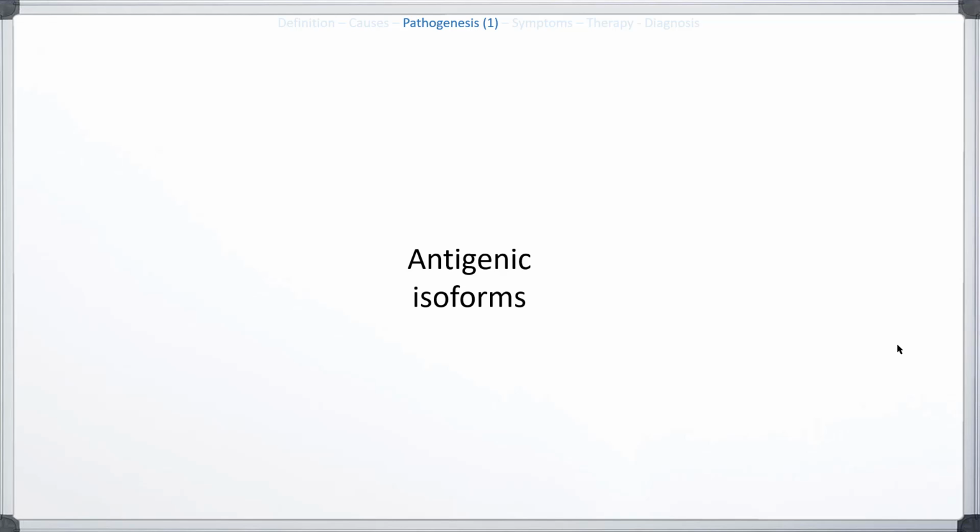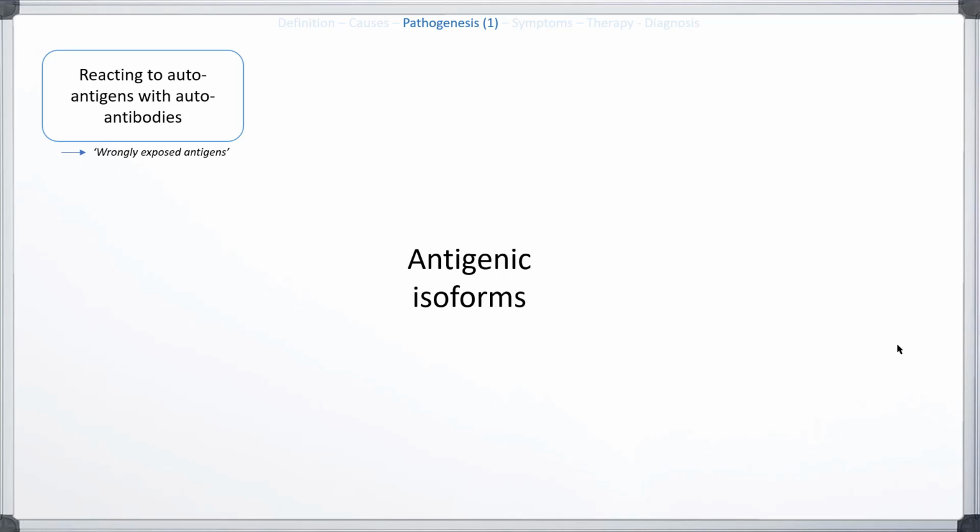So first of all, antigenic isoforms. Your immune system fights the wrongly exposed antigens with antibodies. These wrongly exposed antigens exist because of an error in the embryonic selection of T cells in the thymus of the horse. During this embryonic selection, the premature T cells are exposed to all of the self-antigens that exist in your body, so they won't attack self-antigens. When this goes wrong, your immune cells will attack these antigens.